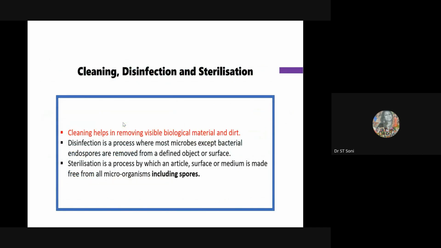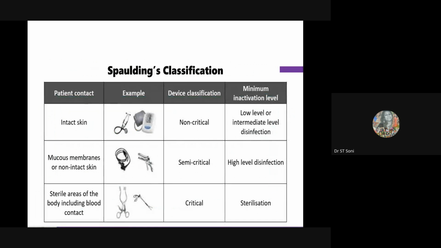And cleaning, sterilization and disinfection. Cleaning is the primary step which removes the visible biological material, which will make the sterilization and disinfection more effective. So Spalding classification is followed for the sterilization and the disinfection. So for the intact skin, the device is called non-critical. So low level disinfection is okay. If you use the alcohol rub, that is fine. Mucus and non-intact, then semi-critical, high level disinfection like intubating, laryngoscope and all, scopies, and sterile areas of the body. So if anything is entering your major vessels or breaching your skin, like surgical procedure, the sterilization is mandated.